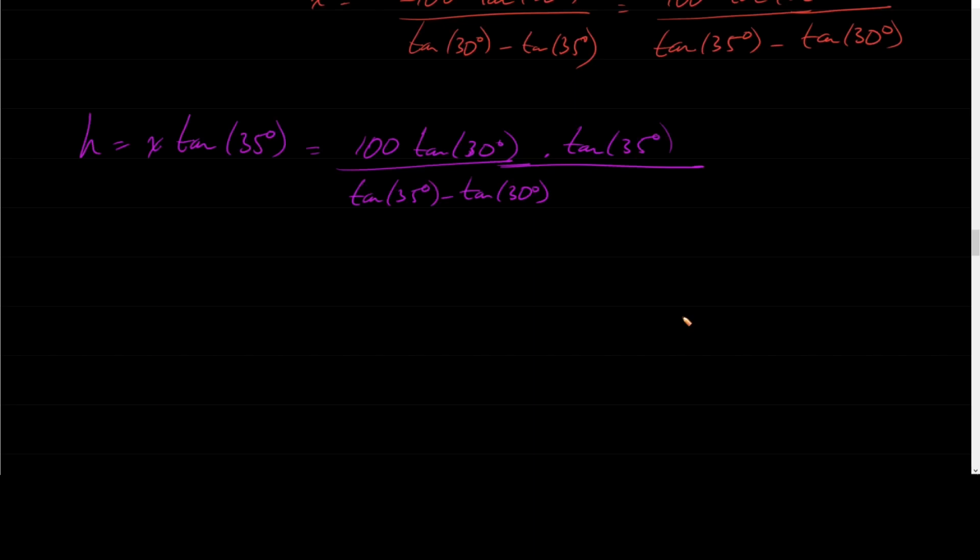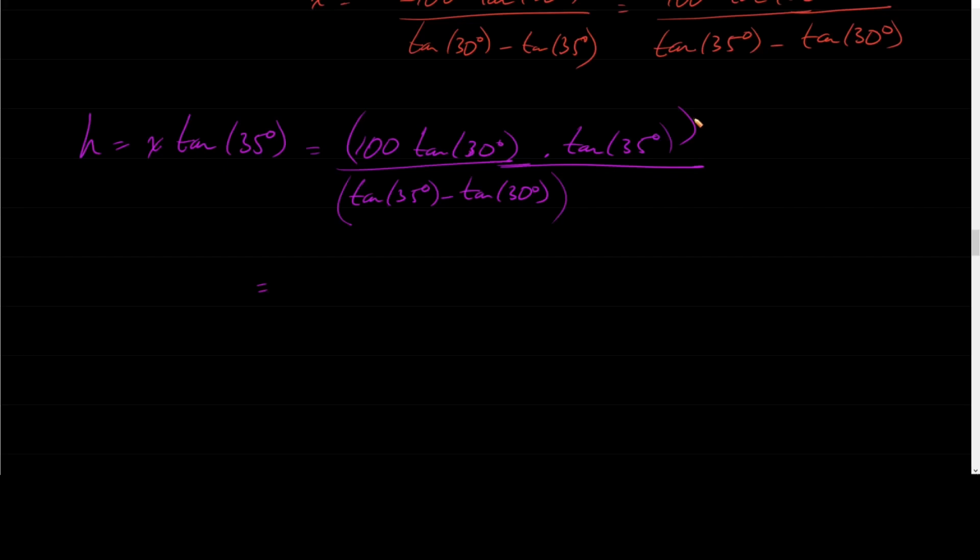And you need to be very careful with this, all right? Essentially, I'm going to use parentheses on top divided by parentheses on bottom. When you plug it into the calculator, parentheses are your friend. So I have parentheses 100 times tangent of 30, make sure you're in degrees, and then that times tangent of 35, again in degrees, close the parentheses, divided by parentheses tangent of 35 degrees minus tangent of 30 degrees, and close the parentheses.